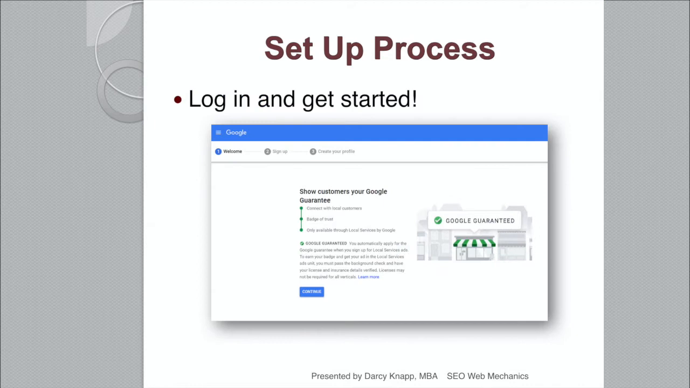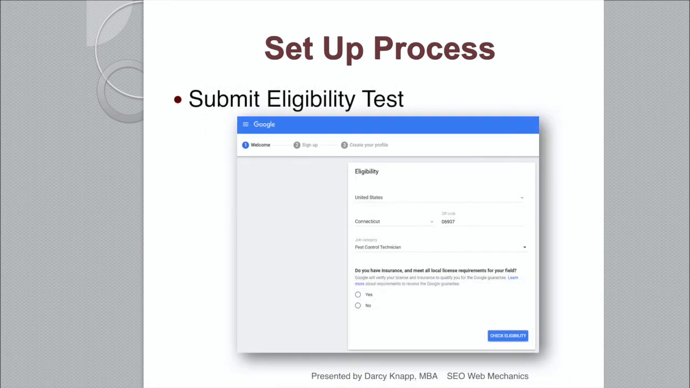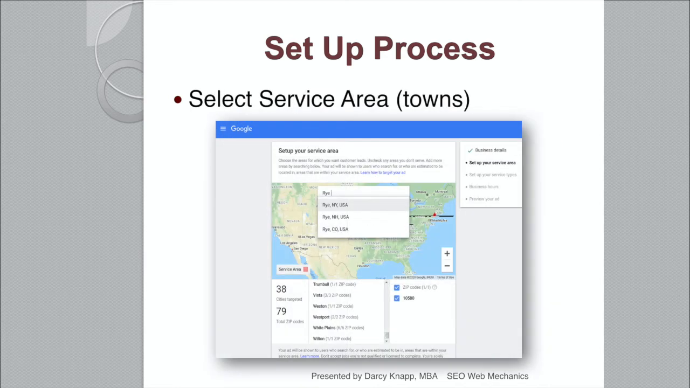Let's get started on your setup process. You're going to log into Google with your Gmail and your Gmail password and go to the link for the Google Service Ads, and we'll get started. The first step in the setup process is to select your service category. The next step is going to be to submit your eligibility test to make sure in your zip code your service is available. Now we're going to select your service area.